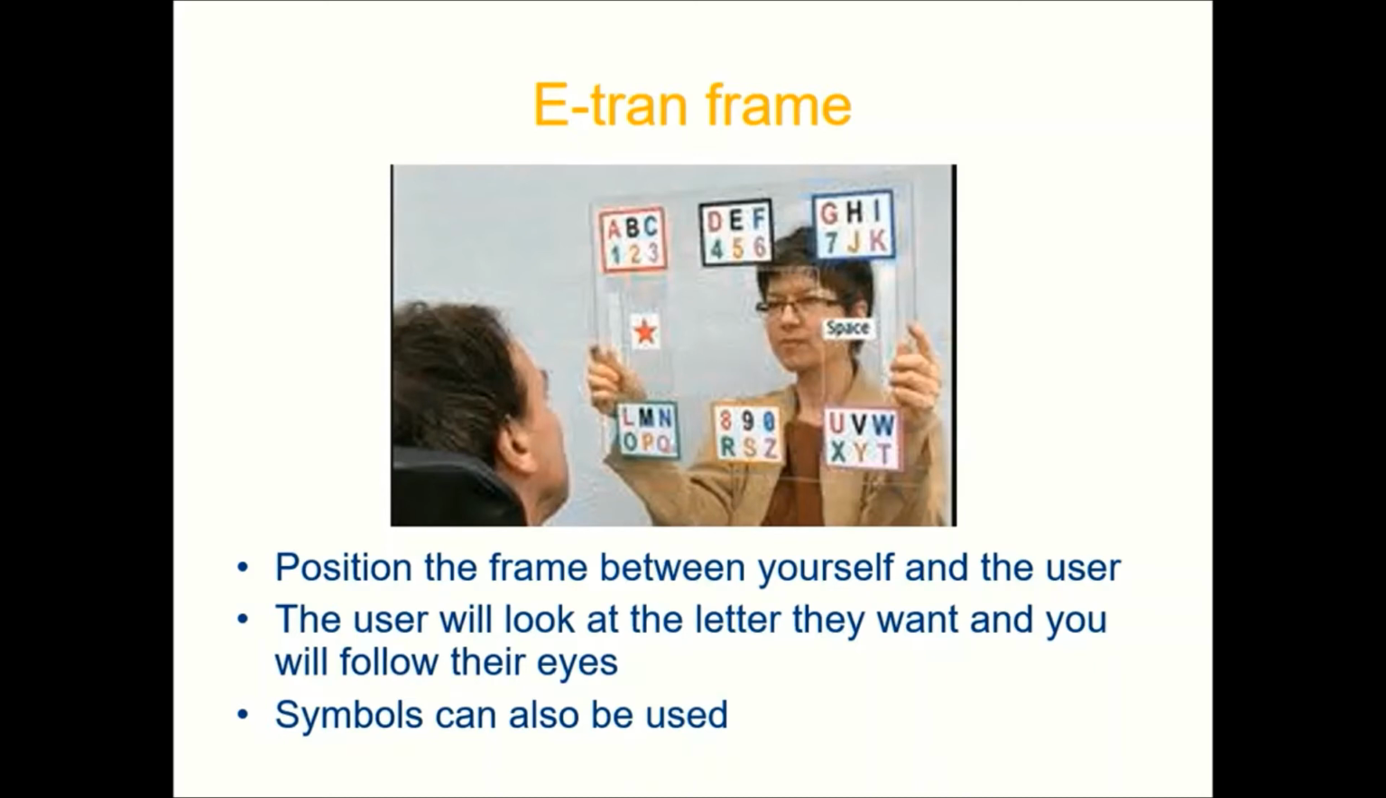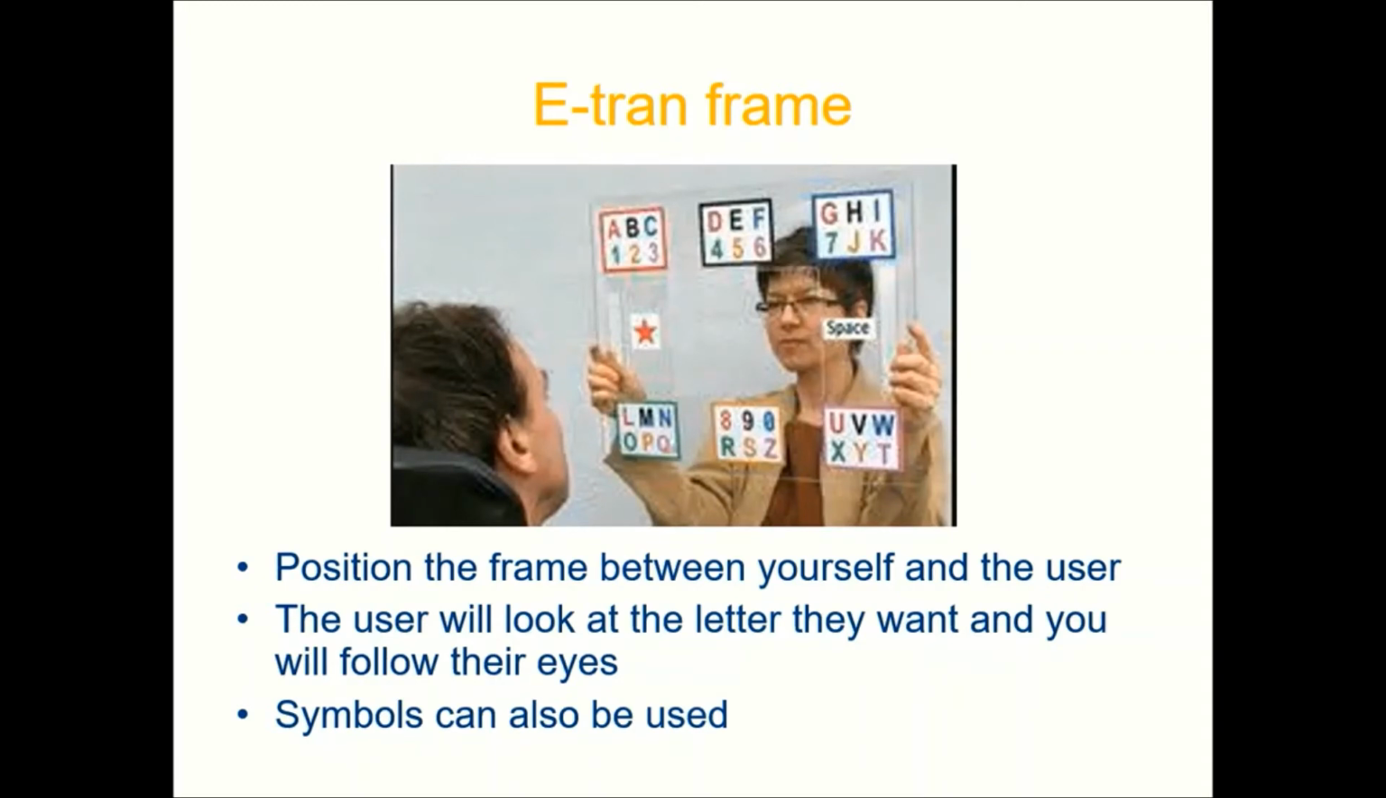And then on the frame, you've got a number of boxes with either letters or symbols or phrases, whatever your client needs. So essentially, what the person will do is they will look at the box that they want to select, and you'll have to interpret that eye movement. You'll have to follow their eyes and confirm their choice.